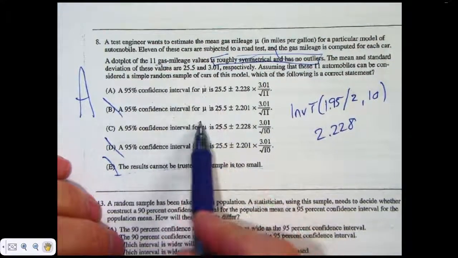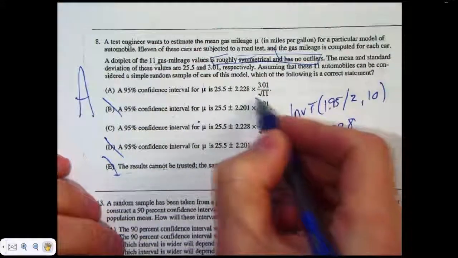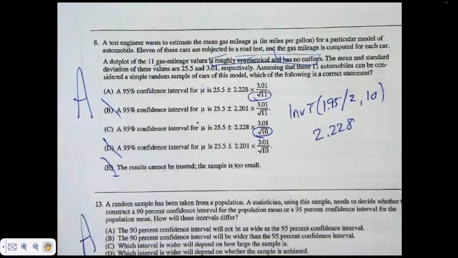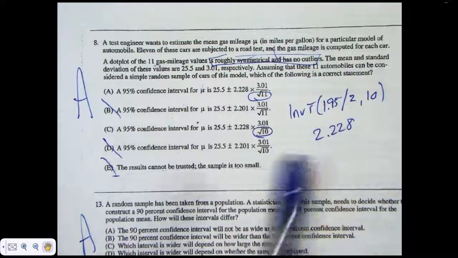So I get down to A or C, and the only difference is down here, and what goes down there is n, not n minus 1. So it will be A. Is that right?